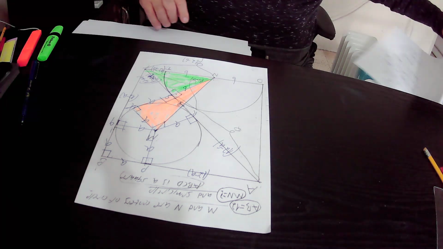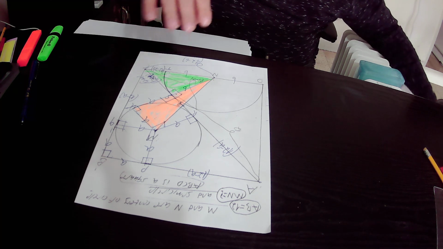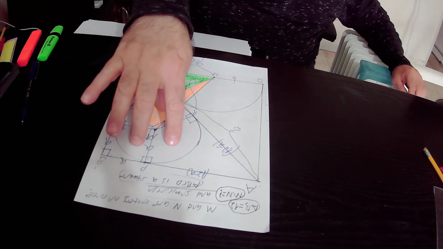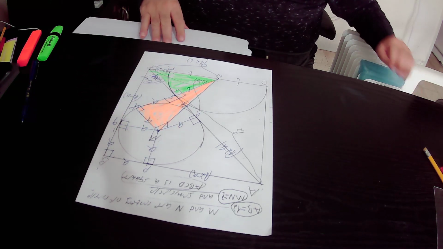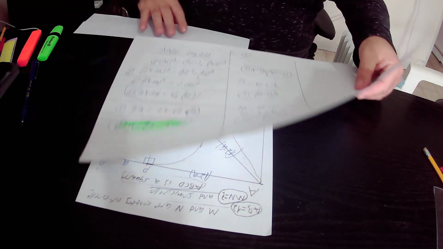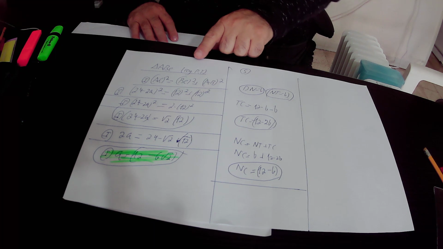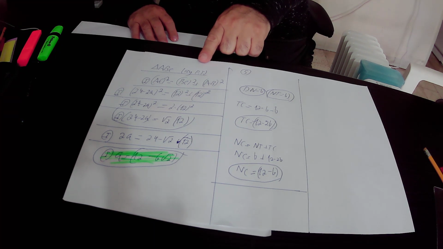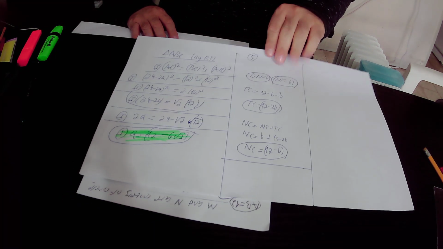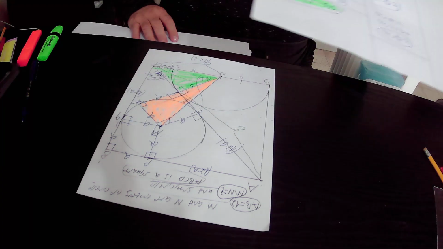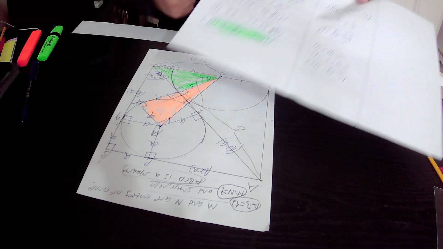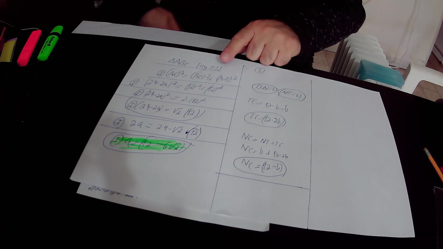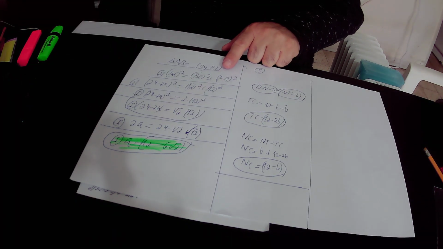Okay, then we focused on the right triangle ABC, and we implemented the Pythagoras theorem on it. In triangle ABC, by the Pythagoras theorem, the square of the hypotenuse equals the sum of the squares of the perpendiculars. The hypotenuse is AC, so the square of the hypotenuse is AC square. It must be equal to BC square plus AB square.